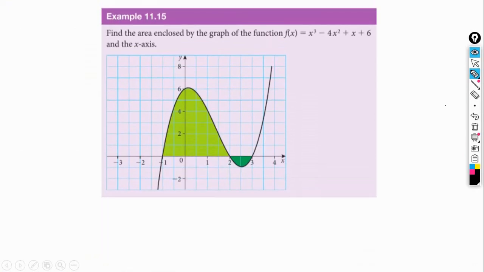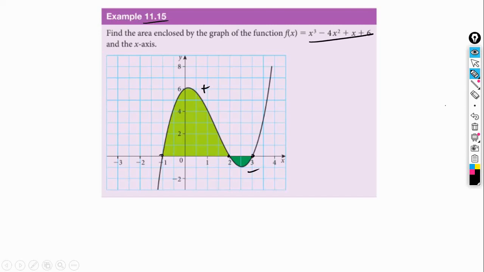Very well. So next we have example 11.15, and it says find the area enclosed by the graph of the function f of x equals x cubed minus 4x squared plus x plus 6 and the x-axis. So this is another case where you have a part of the graph that is in the positive side and a part of the graph that is in the negative side. The advantage we have in this picture is that we can see the x-intercepts. We can see that one is -1, the other one is 2, and we also have 3. We can test that in here, and using the remainder theorem, we'll see that they all give us 0.